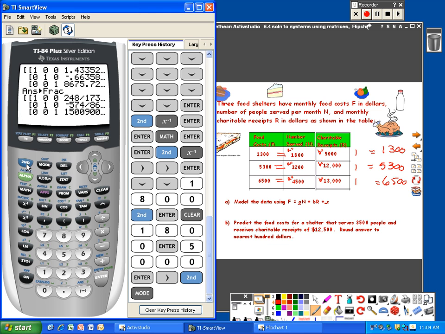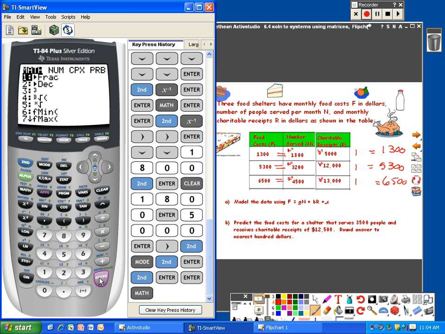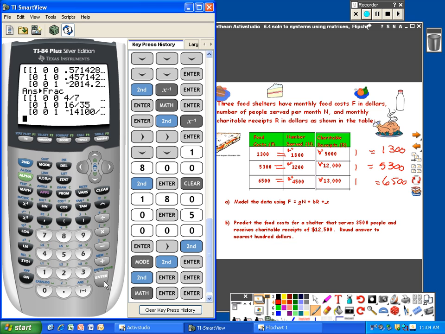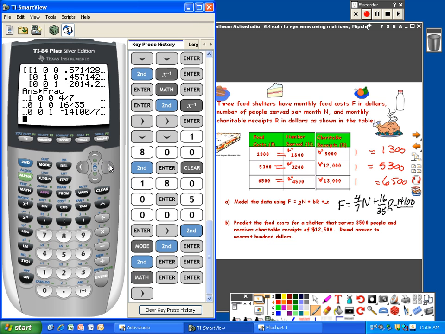So I'm just going to go second, enter, row reference of matrix A. And now I'll do math. There we go. That's what it should be. So I get F equals 4/7 n plus 16/35 r minus 14,100 divided by 7.